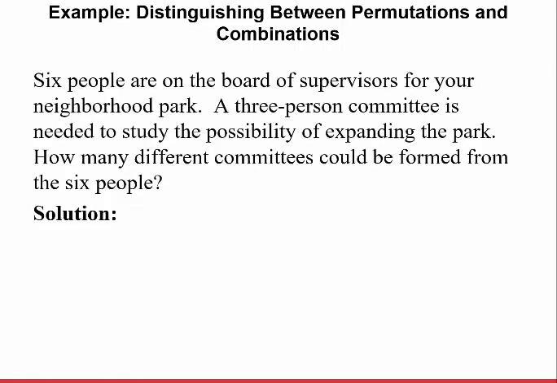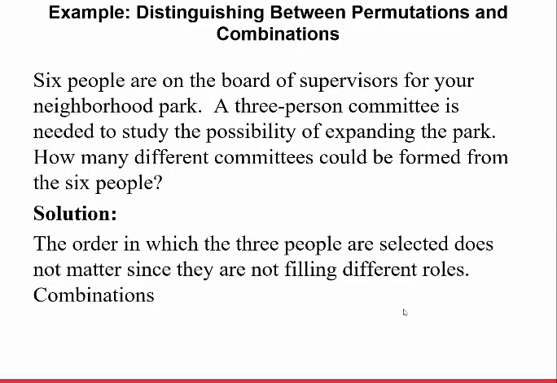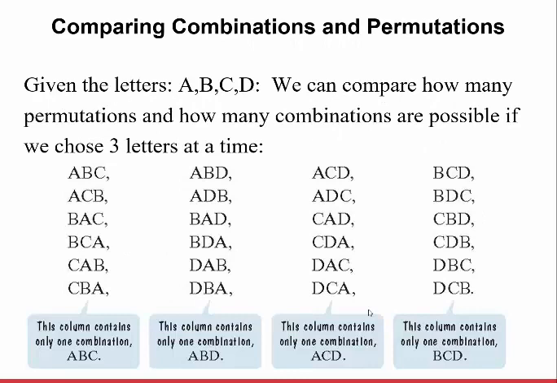All right, 6 people are on the board of supervisors for your neighborhood park. A 3-person committee is needed to study the possibility of expanding the park. How many different committees could be formed from the 6 people? Well, the order in which the 3 people are selected doesn't matter since they are not filling different roles. So if you're selected first or third, you are still on the committee. So this is a combinations problem. Order doesn't matter here.